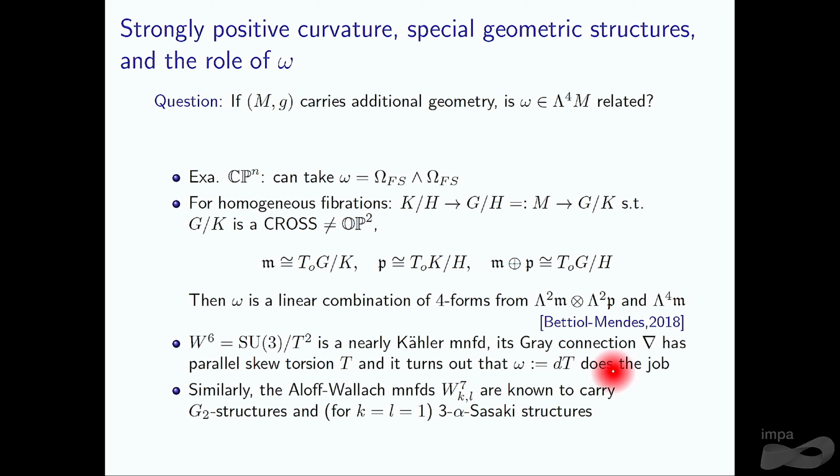And similarly, on all of the Wallach manifolds, we know that they have G2 structures and 3-α-Sasaki structures, and so we would like to see whether the G2 structure or the 3-α-Sasaki structure can help us in identifying the 4-form omega. Good.